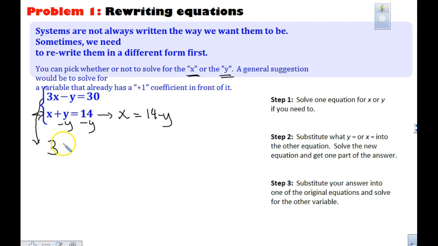So now I'm looking at my equation, and instead of the x, we're going to put that in a parenthesis. So we're going to put 3. We're going to go back here. Take your hood down, please, and leave it down.